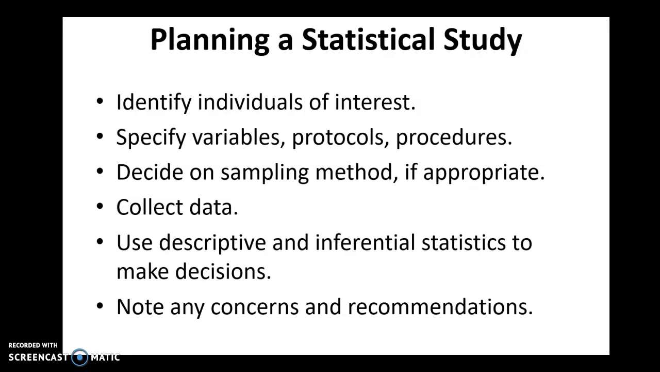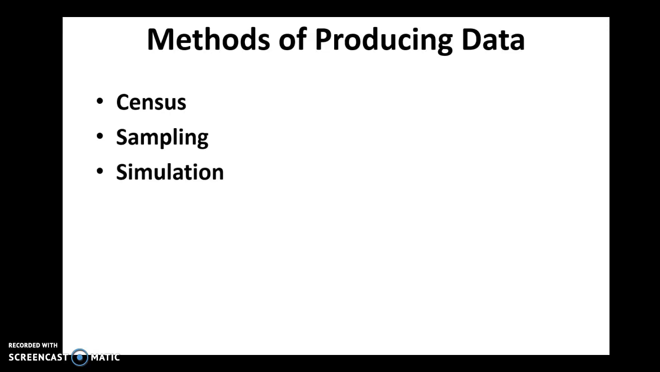Just got to be aware of any concerns and then make recommendations. Were there any issues when you were collecting the data that you want to be aware of, and what do you recommend? The methods of producing data. We can take it from a census. That's the whole population. We can sample. Remember, that is a subset of the population. We can run a simulation. Typically, when we run a simulation, we know what the general outcome should be, but we're going to simulate it to see if it models that.